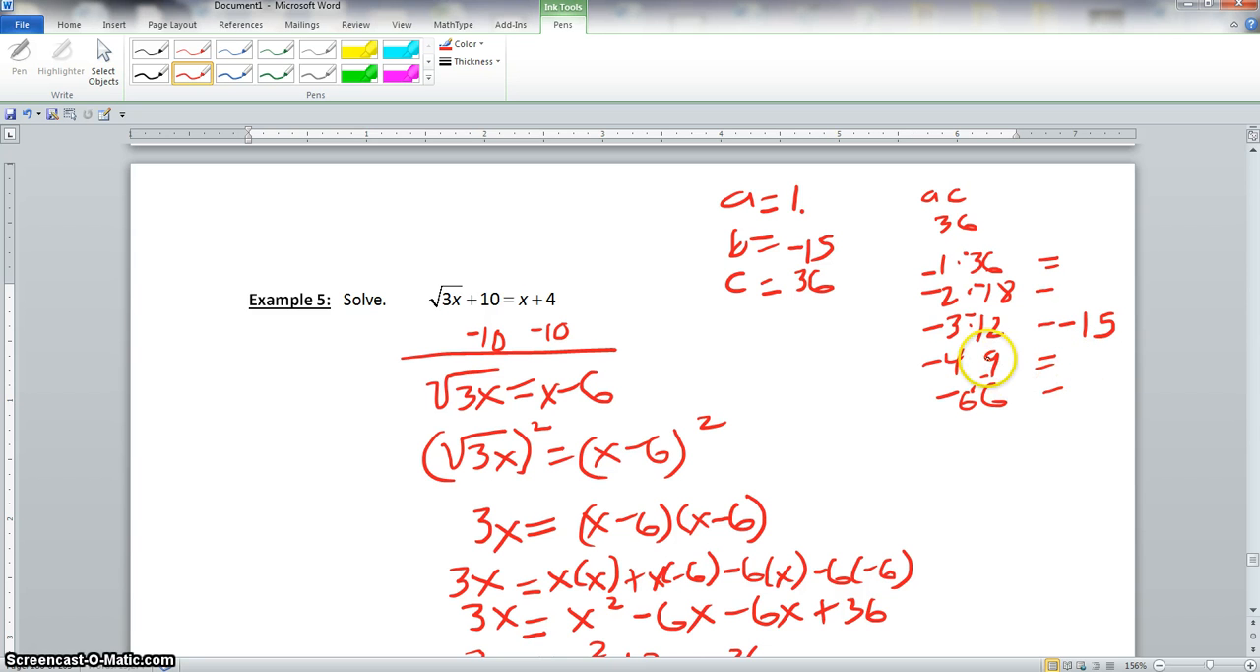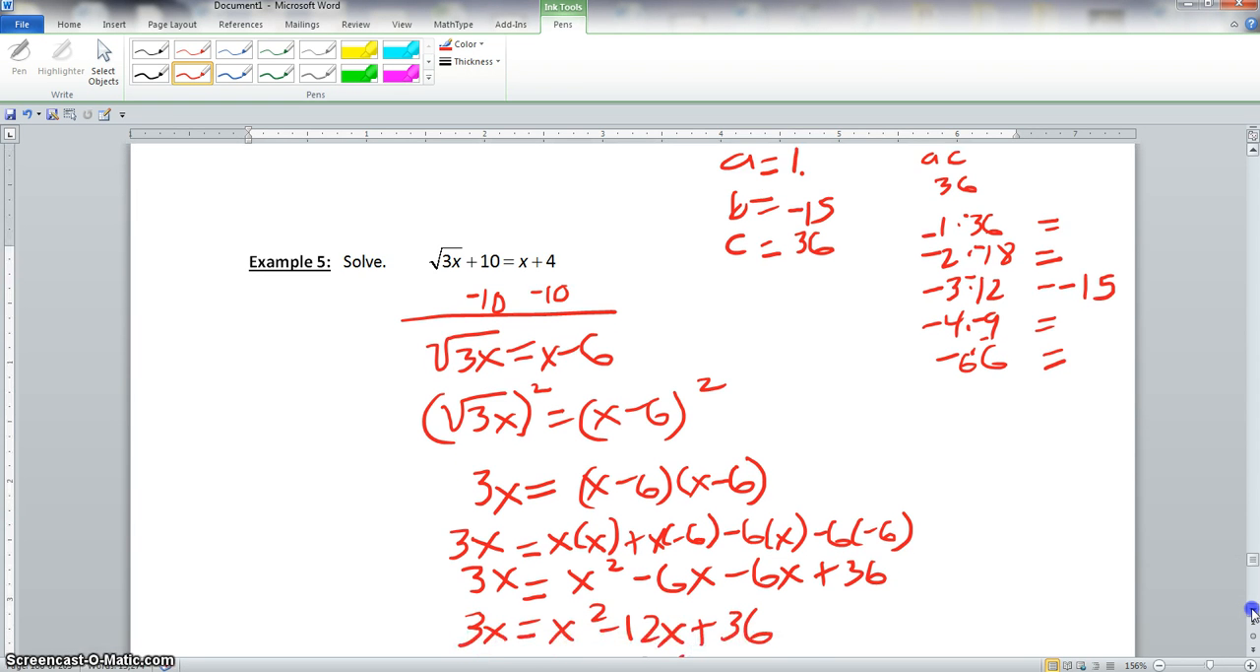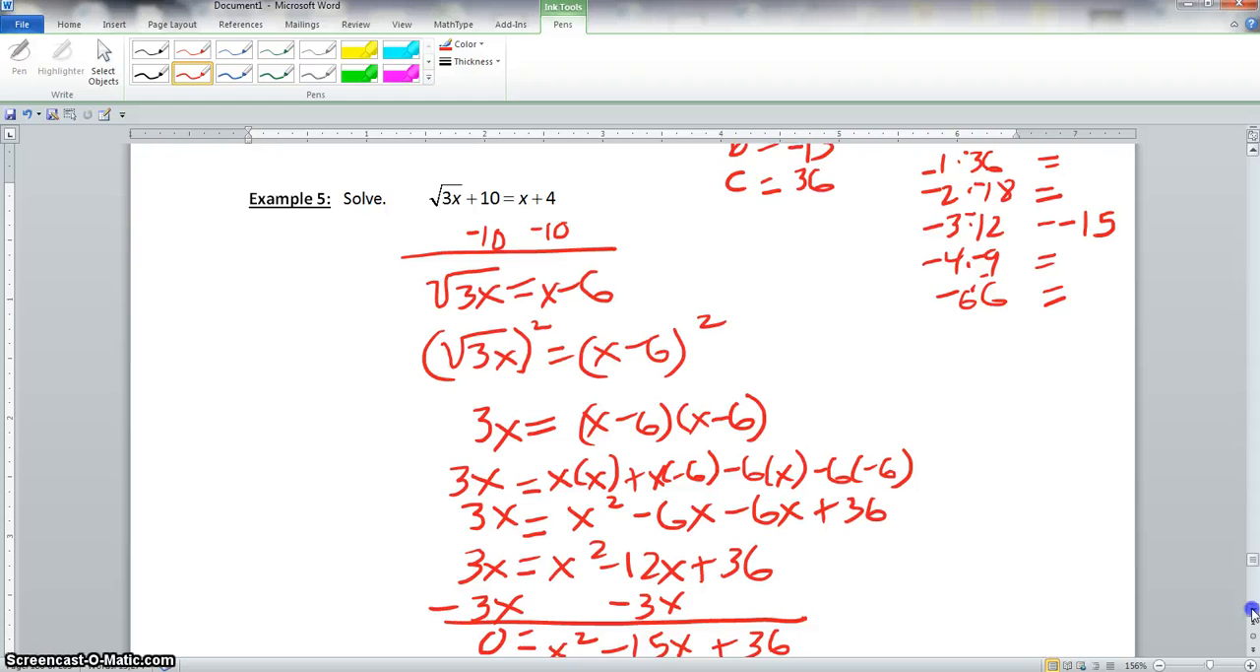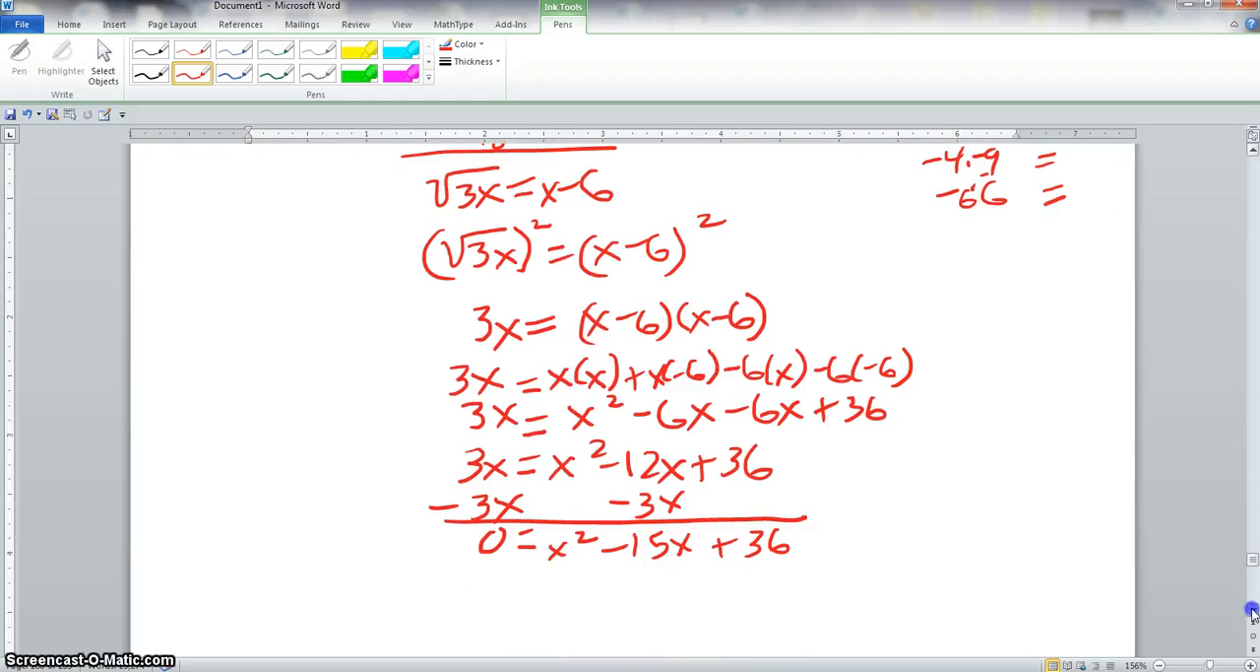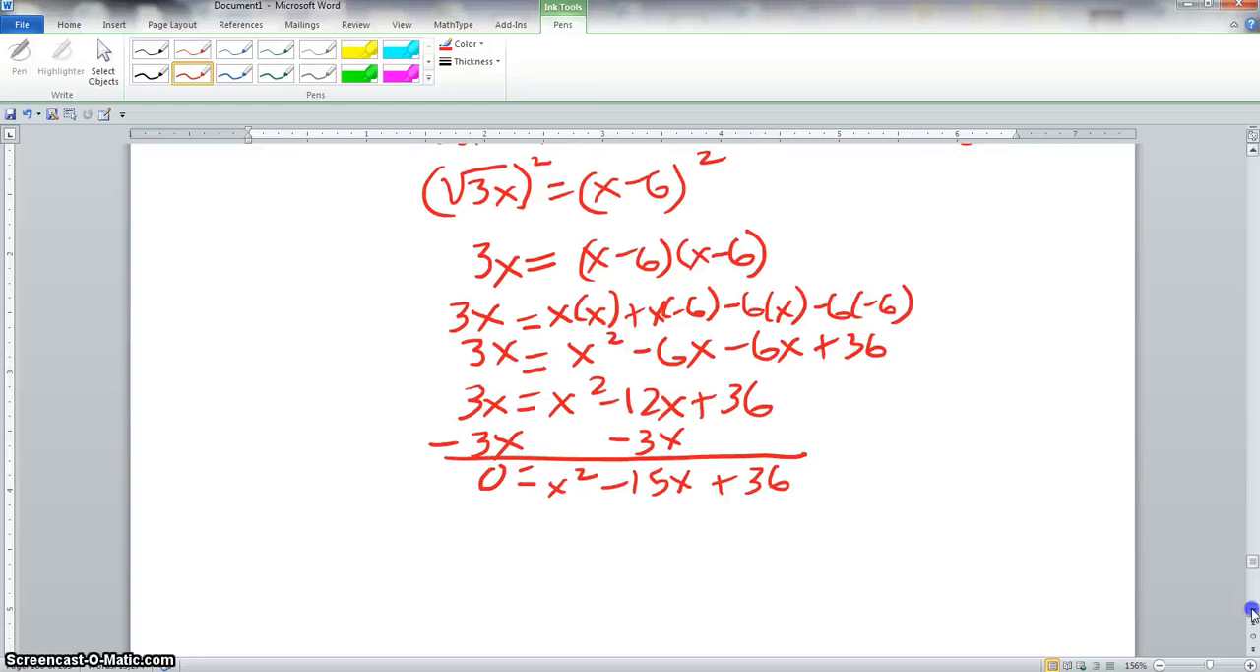Now what happens is this here. Because C is positive and B is negative, that means all of the signs of all of these numbers would be negative. And what we would do is we would just go through and add the one that gives us negative 15, which would be negative 3 and negative 12. So now we scroll down here and we substitute in the negative 3 and negative 12 for the 15x.